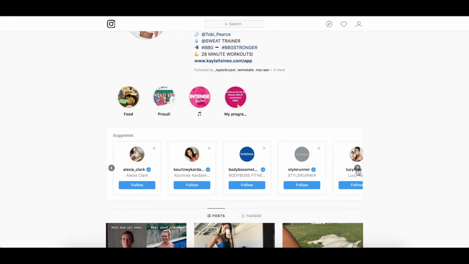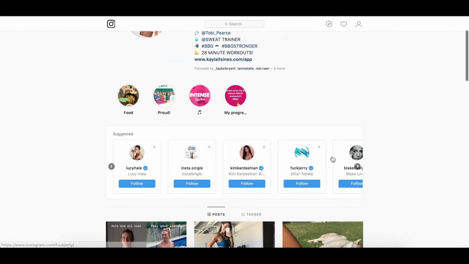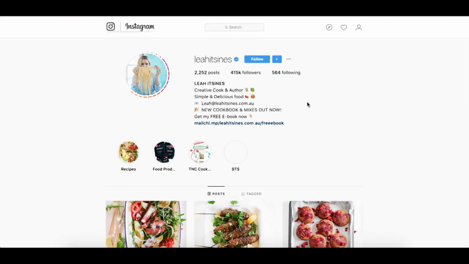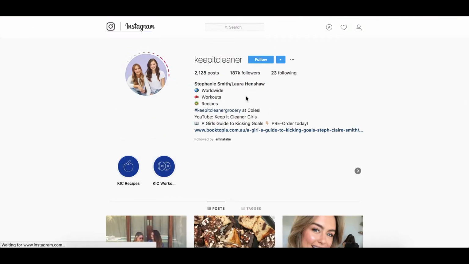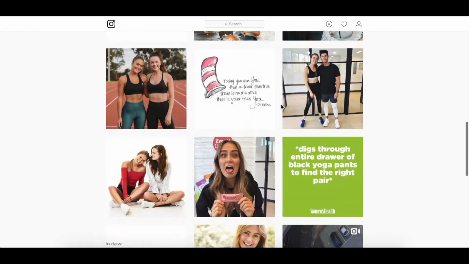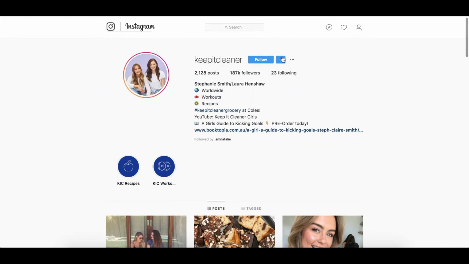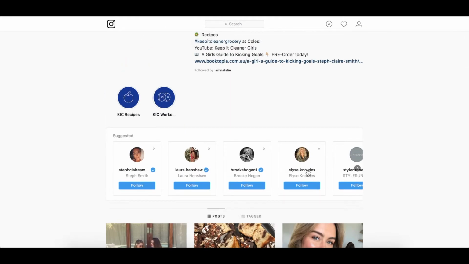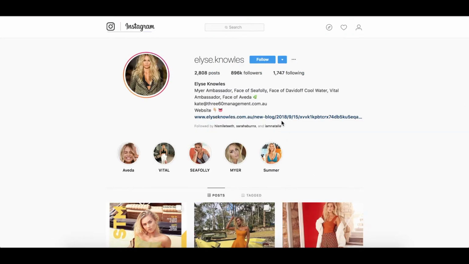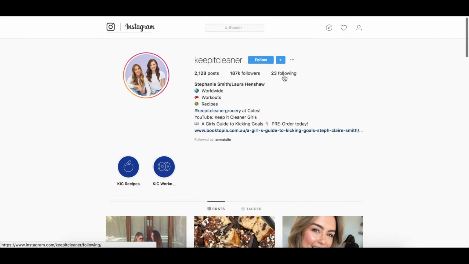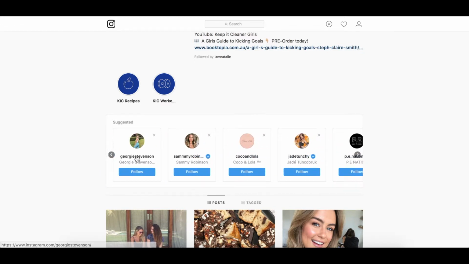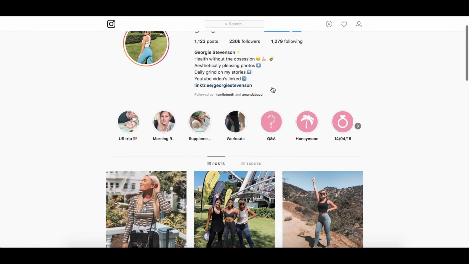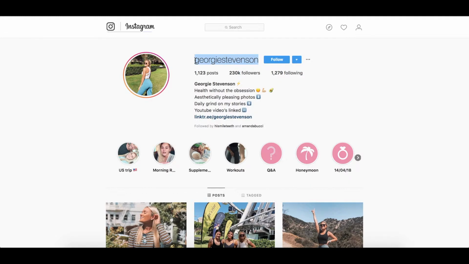Let's take someone who is smaller. She has 10 million followers. Let's drill down into something smaller. Not sure who this is. Okay, 400,000 followers. Let me drill down even more. Okay, 100,000 followers. I'm guessing she does fitness and a bit of the general type of influencer. Who is this? Elsie Knowles. We're back to 800,000, so I'm going to go back. Georgie Stevenson, 200,000 followers.